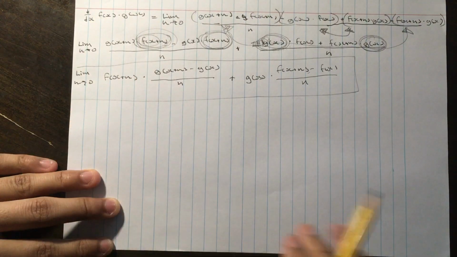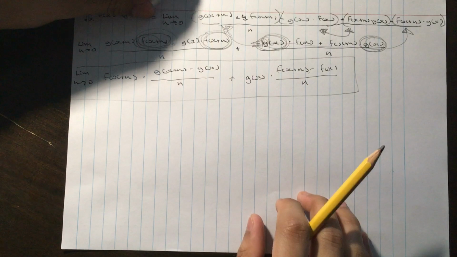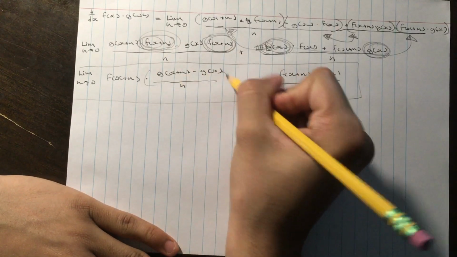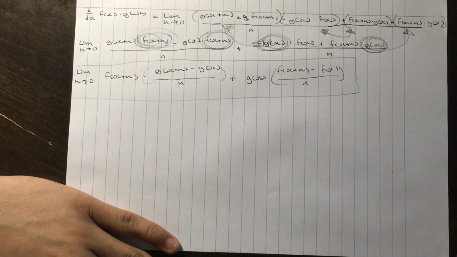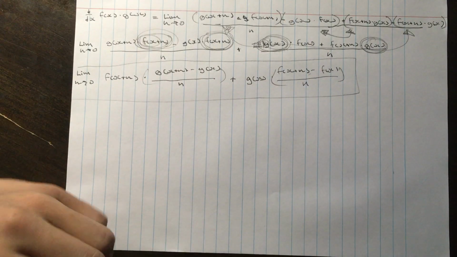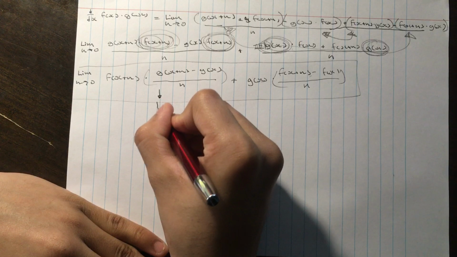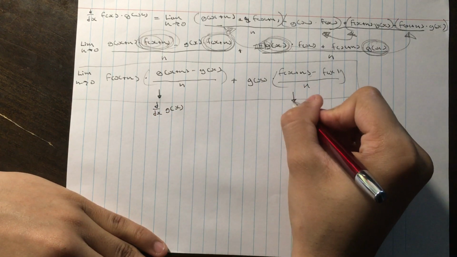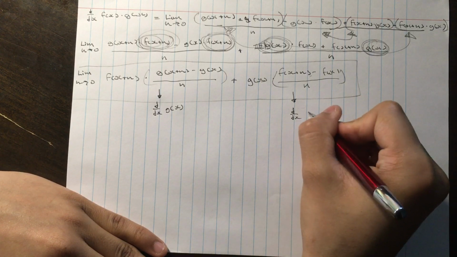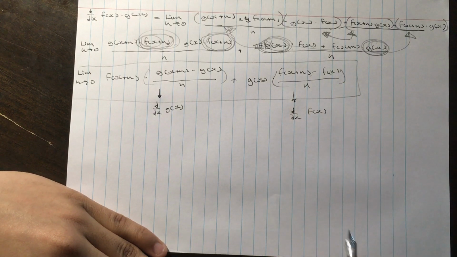Now, it may seem common to you guys. Look at what this is. Well, look at these parts actually. What do you see? Well, you see that this is the derivative d over dx of g of x, and this is the derivative d over dx of f of x. Okay, cool.